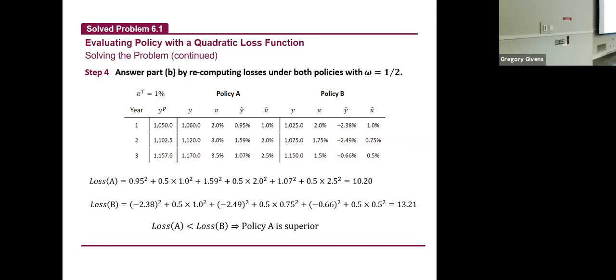So now policy A generates a lower value of economic loss, or cost to society, than policy B, and so policy A is superior. So you see, by changing the preferences of the central bank just a little bit in favor of stabilizing the output gap over inflation, you end up with a different optimal choice of which policy to actually pursue. Levi?